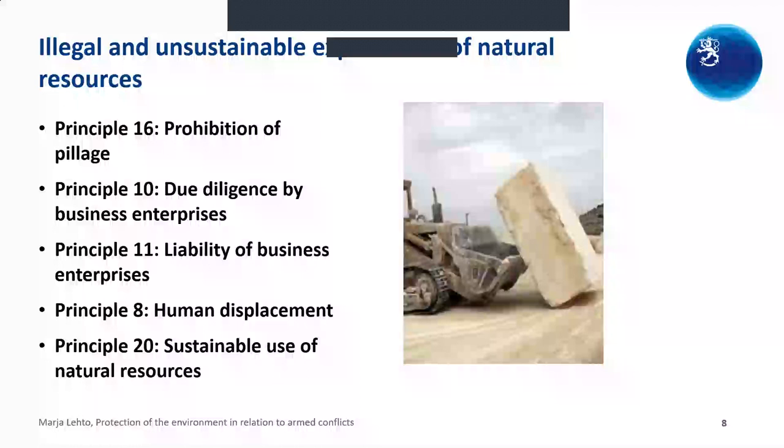The two principles, 10 and 11, address the legislative and other measures that states can take with a view to ensuring that business enterprises and their subsidiaries exercise due diligence in conflict-affected areas and can be held liable when they cause harm to the environment. As these principles address both home and host states of business enterprises, they entail an element of extraterritoriality. This is particularly clear in a scenario in which the home state exercises its enforcement jurisdiction in line with principle 11.